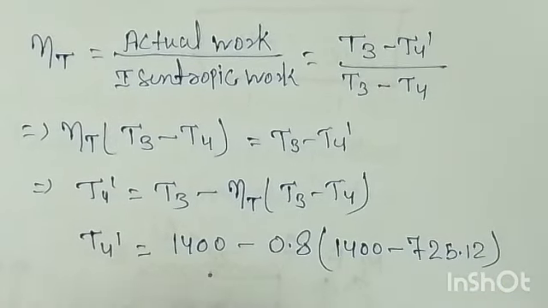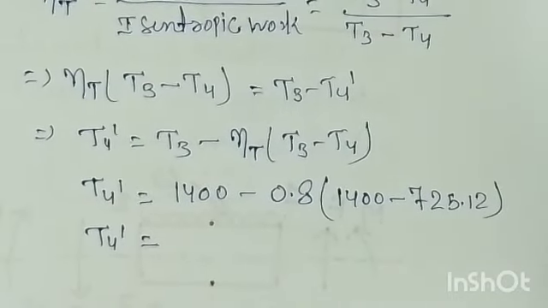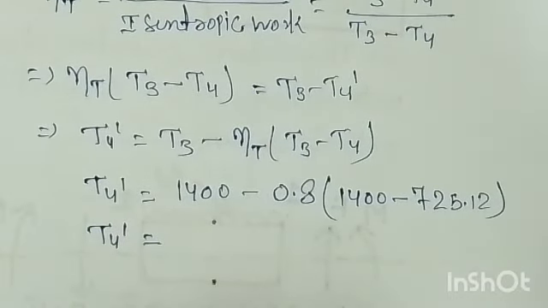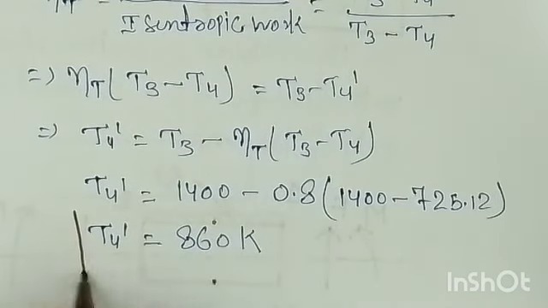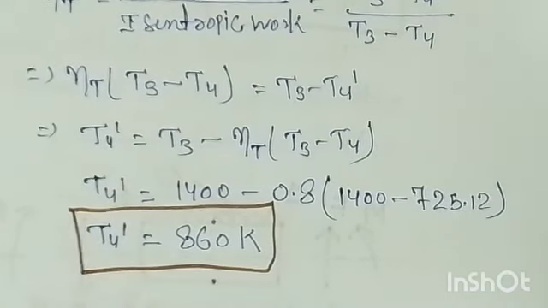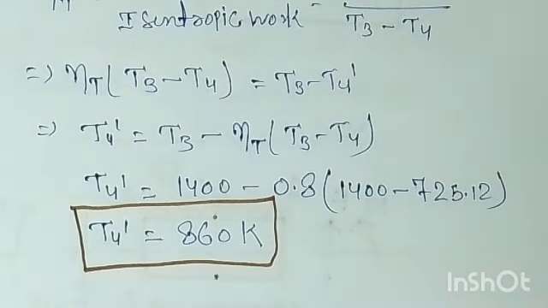After calculation and simplification, you will get the actual temperature of the turbine at the end of the expansion, which is 860 Kelvin. So now we have all the temperatures at compression and expansion of the TS diagram. First of all we need to find out the thermal efficiency.